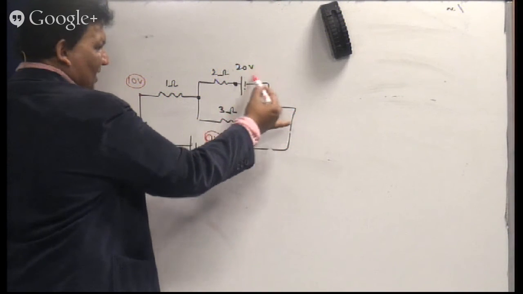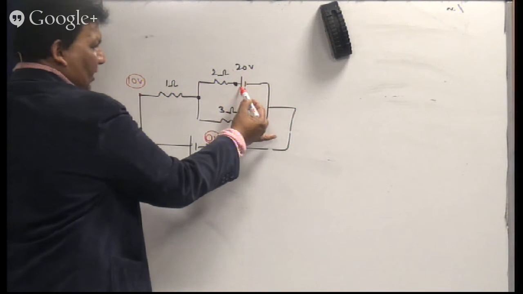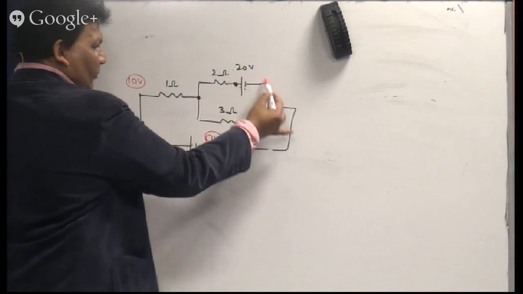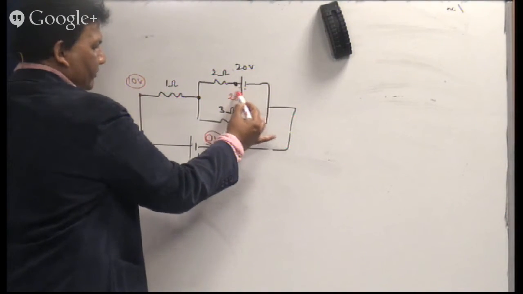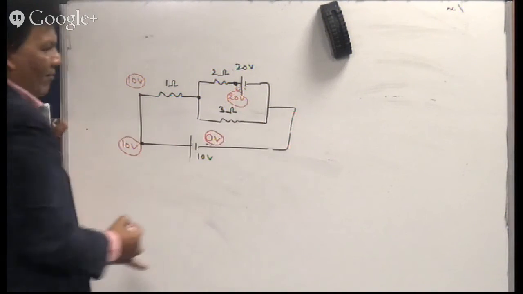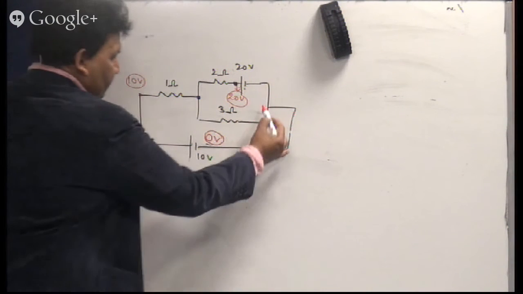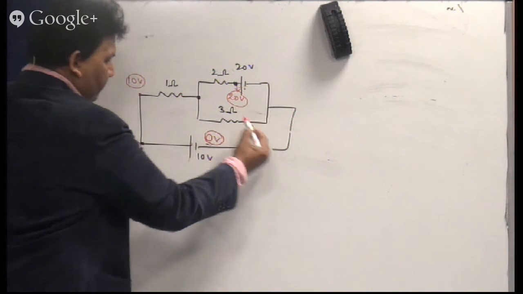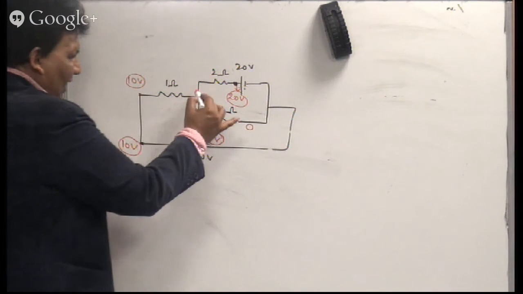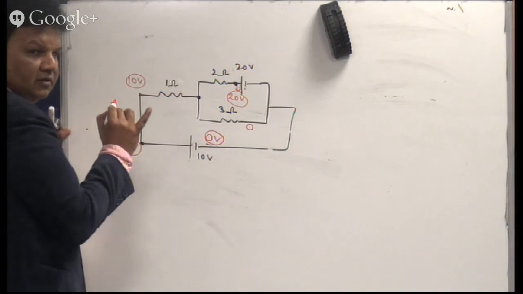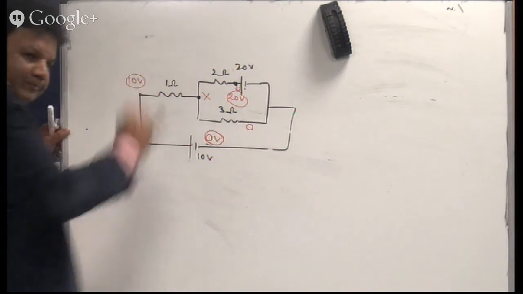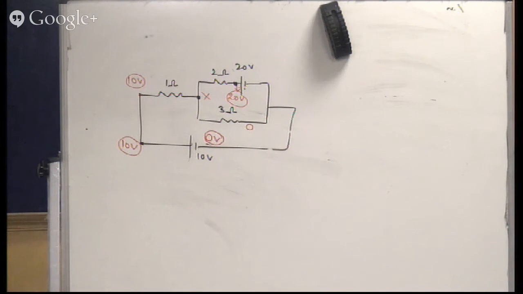0 plus 20. From small to big, lower to higher, 0 plus 20 will be. What is the potential of this now? Fantastic. What will be the potential at this point? Now, I don't know the potential at this point. I'll assume this to be x. Assume the unknown potential as x.